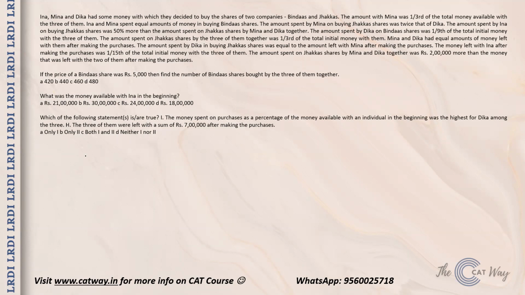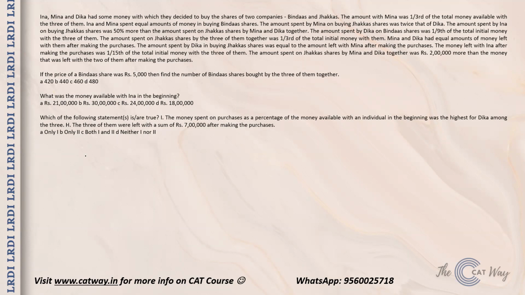Now, the amount spent by Ina on buying Jhakas shares was 50% more than the amount spent on Jhakas shares by Meena and Dika together. And the amount spent by Dika on Bindas shares was 1 by 9 of the total initial money with the three of them. Now, the amount spent on Jhakas shares by the three of them together was 1 by third of the total money with them.